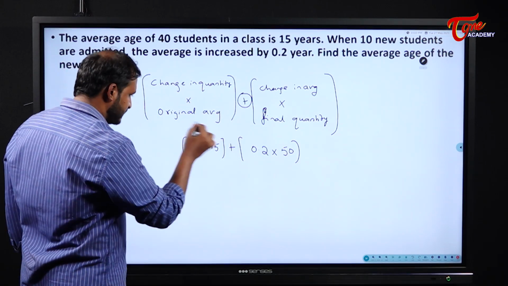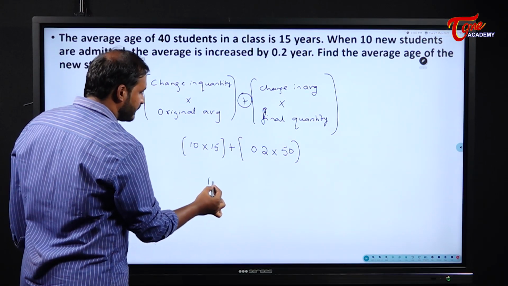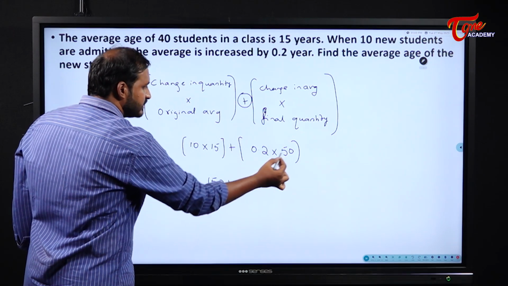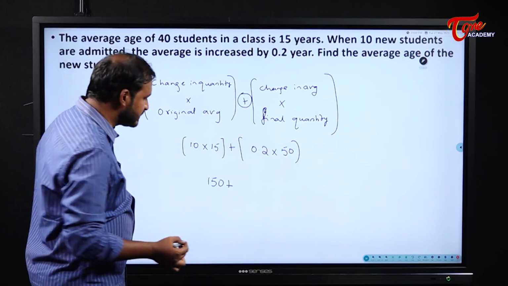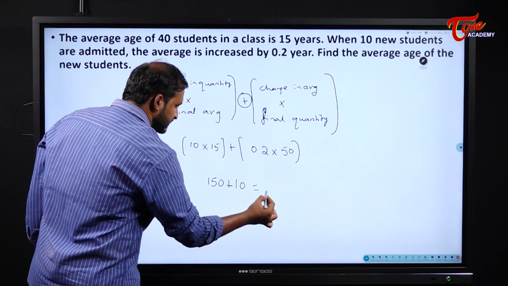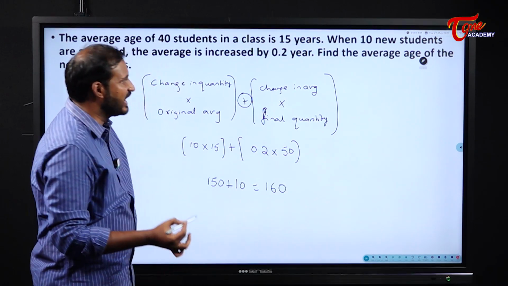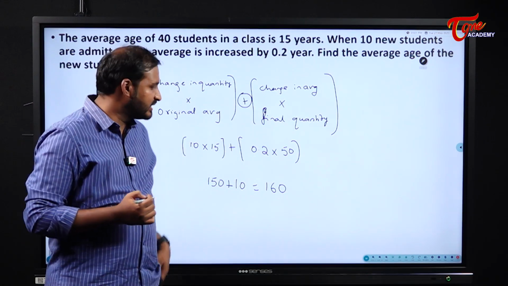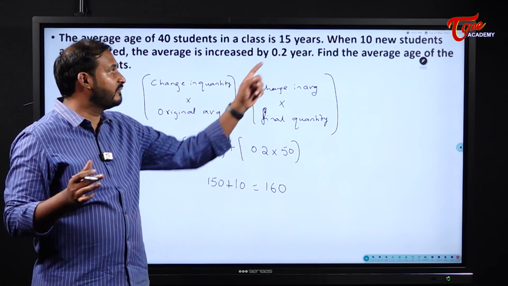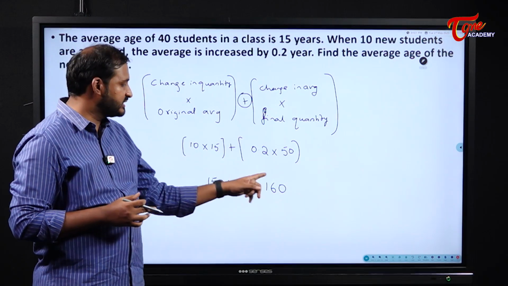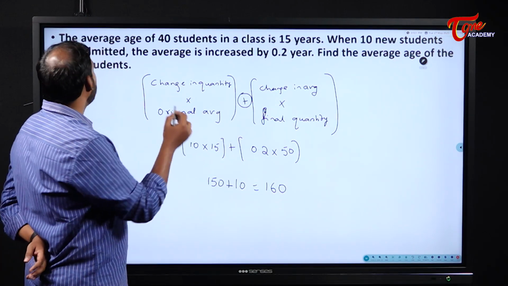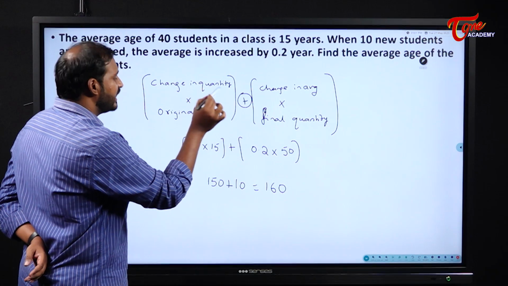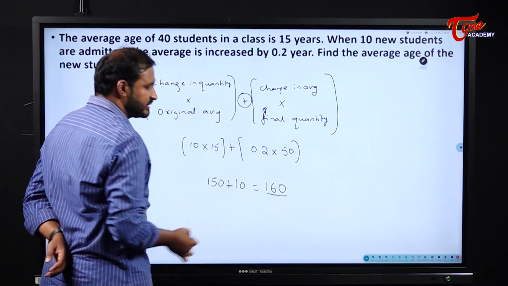10 15s becomes 150 plus 0.2 into 50, which is 10. That is 160. Sir, is 160 the answer? No, ma. This 160 is the total age of the new students.